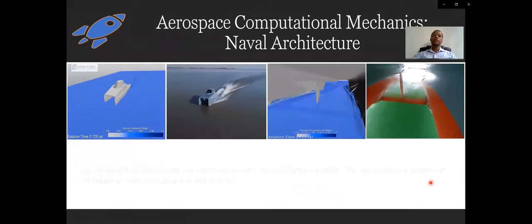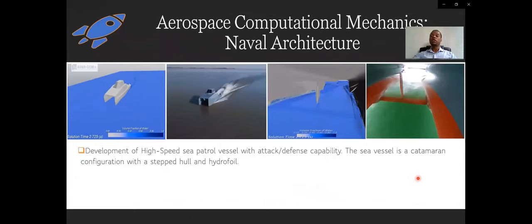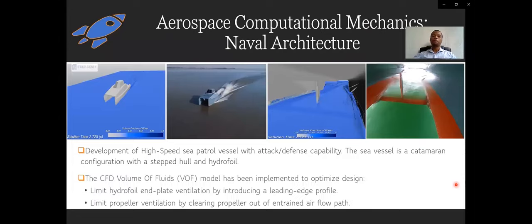Now, we have also been involved in a project that required the development and manufacture of a high-speed sea patrol vessel with attack and defense capability, the vessel being a catamaran configuration with a stepped hull and hydrofoil. A CFD model was set up to optimize the design by limiting hydrofoil end plate ventilation by introducing a leading edge profile, and also limiting propeller ventilation by clearing the propeller out of the entrained airflow path.